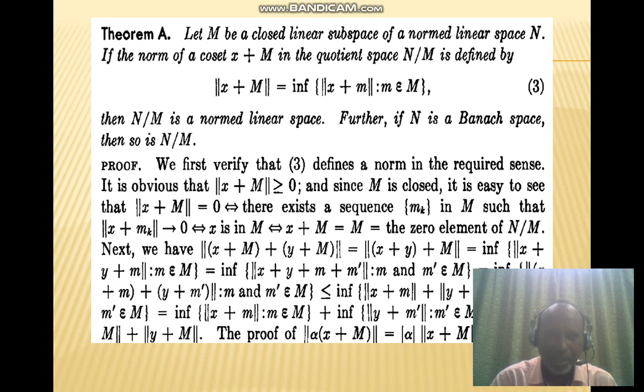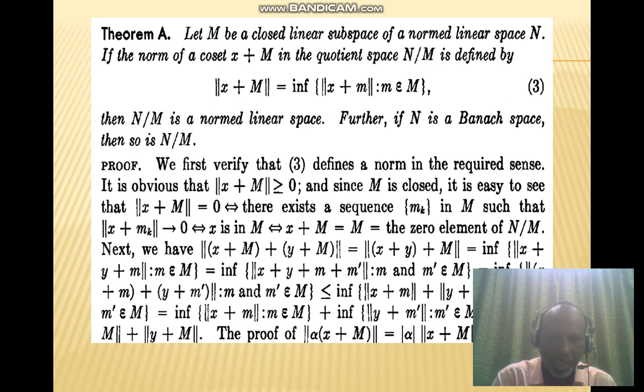And the second one: norm of x plus M plus y plus M can be written as norm of x plus y plus M, and by definition that is equal to the infimum of norm of x plus y plus m. Now I can add one more element m dash, so that x has m and y has m dash, and these two can be written separately.